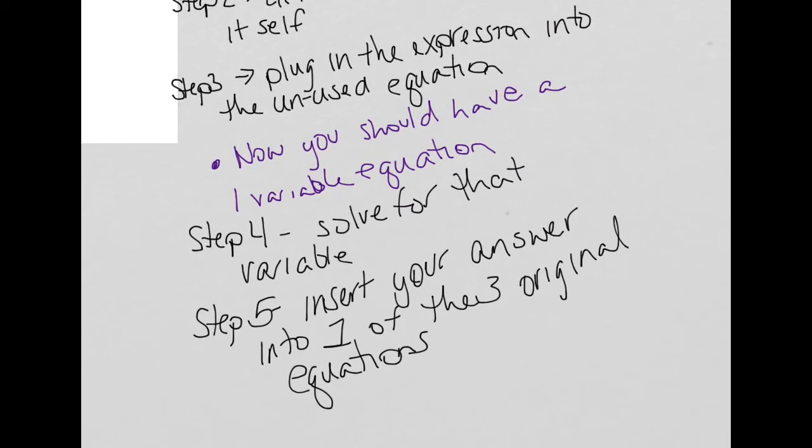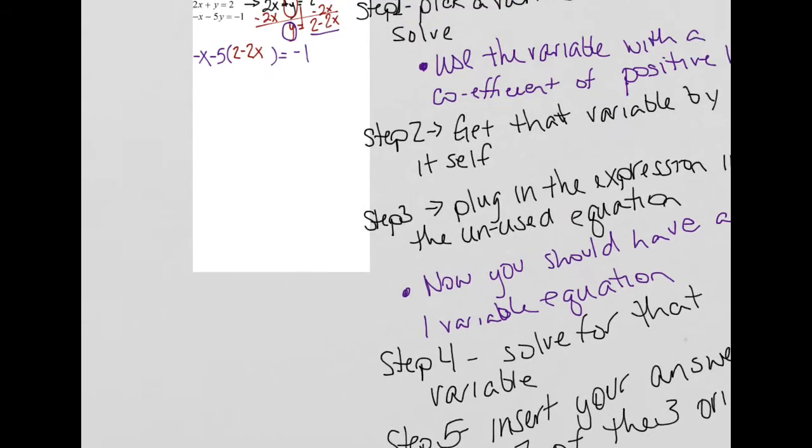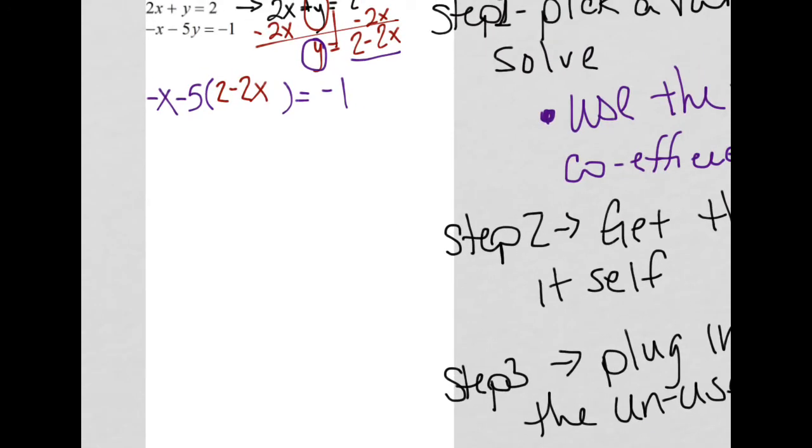Now it says step 4, solve for that variable. Well, this is stuff we've been doing all year long, so we should be good at this. So I'm going to draw my line, and I start by eliminating the parentheses. So my negative x stays. Negative 5 times 2 is negative 10. Negative 5 times negative 2x is positive 10x. I'm going to equal negative 1.